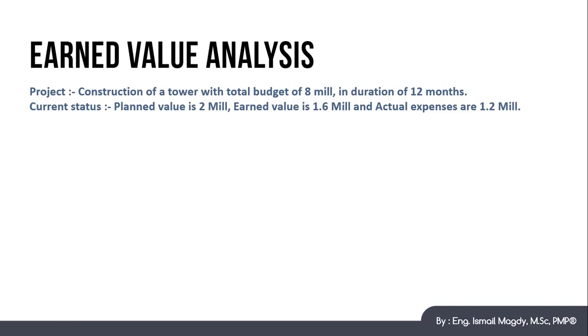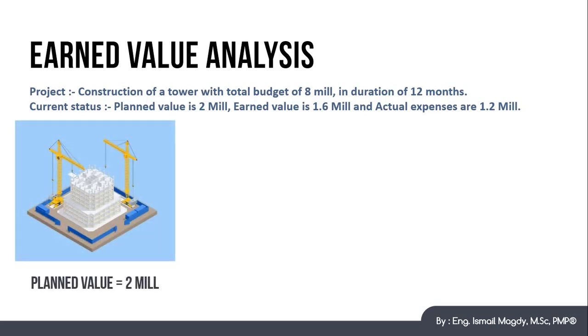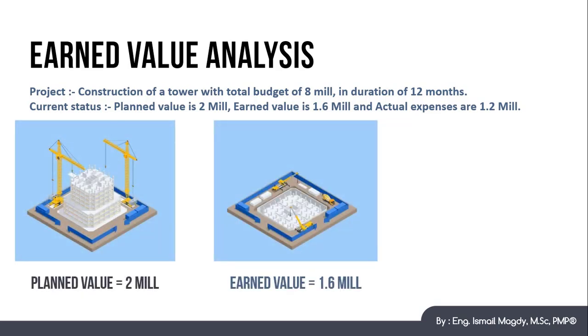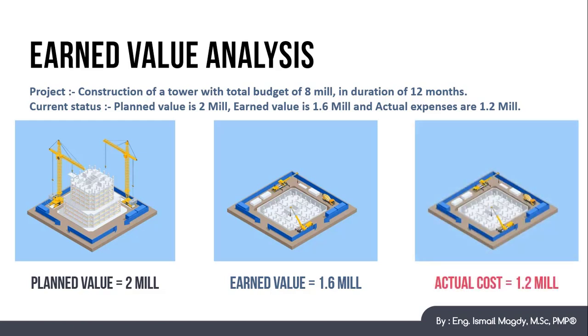Here we have a sample for a project with total budget of 8 million that should be constructed within 12 months. At a certain point, the planned value was 2 million and the earned value was 1.6 million, while the actual expenses were 1.2 million. So what is the performance status of this project?